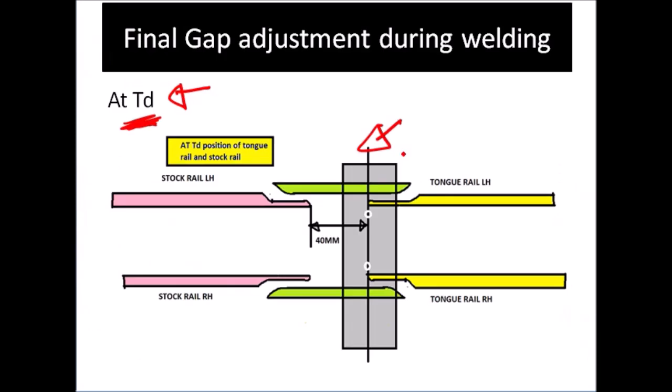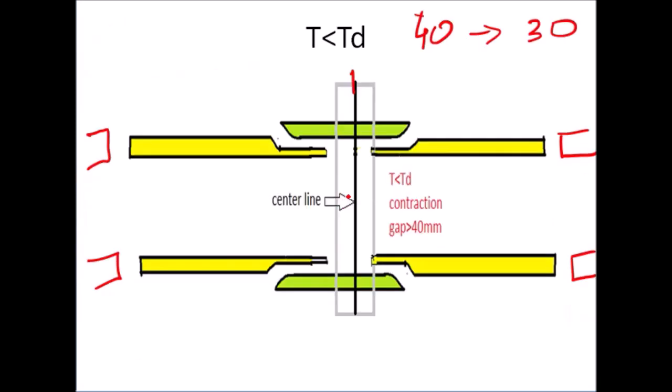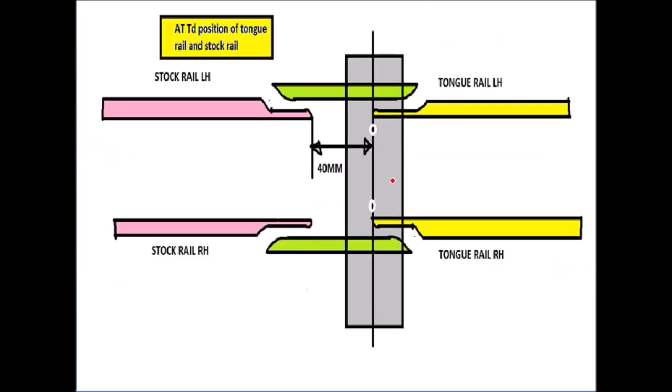So in the first condition at TD you need not adjust your tongue rail, as your tongue rail was actually at mean position, right? But when T is greater than TD, you have to adjust your tongue rail so that it comes towards the stock rail, right? And when T is less than TD, you have to adjust your tongue rail such that it moves out of the mean position. Now the question is how much you have to adjust, 10 mm, 20 mm, 30 mm. That's what we have to understand. So that thing we'll discuss in the next class.